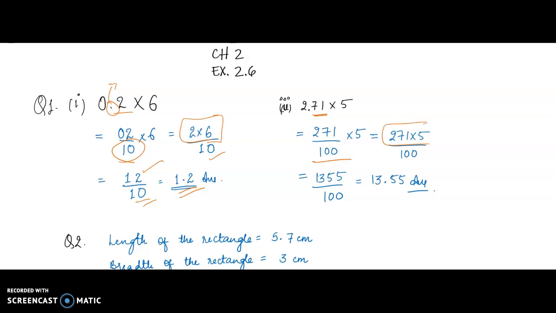Now simply multiplying 271 into 5 upon 100, I get 1355 upon 100. Now I'll see that 2 zeros are there in the denominator. Starting from the right hand side, I'll go towards the left and count 2 digits, that is 1, 2, and after this 5 I can put a decimal. So this becomes the answer 13.55.